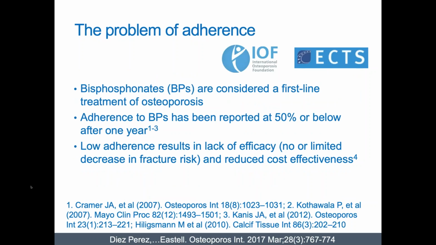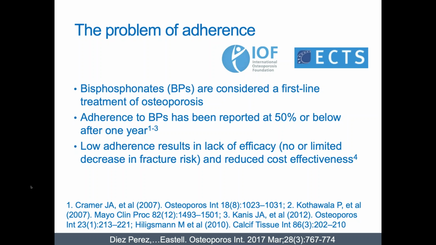So having shown you about the TRIO study, I want to mention to you the problem of adherence or non-adherence in relation to osteoporosis medication. As I'm sure you all know, bisphosphonates are considered a first-line treatment for osteoporosis, and mostly we use oral bisphosphonates. And the adherence to these oral bisphosphonates is often 50% or below after 1 year. And so this is a problem because the low adherence results in a lack of efficacy and a reduction in their fracture risk. So this is a major problem. It's of course true for many other medications, but it's certainly true for our medications.